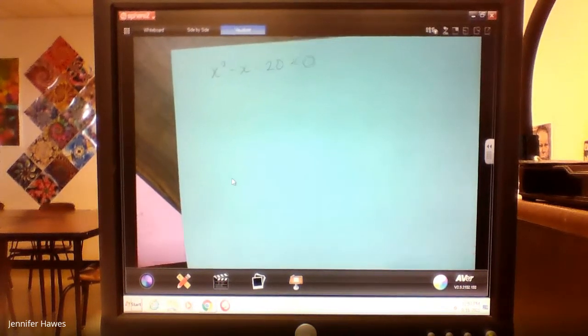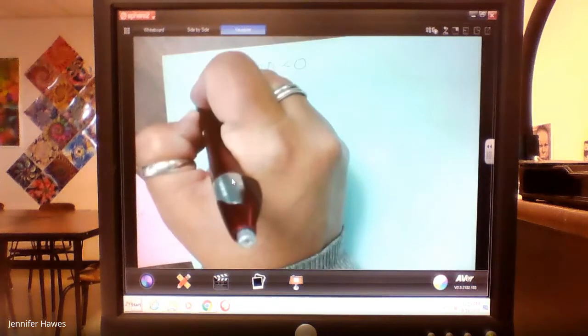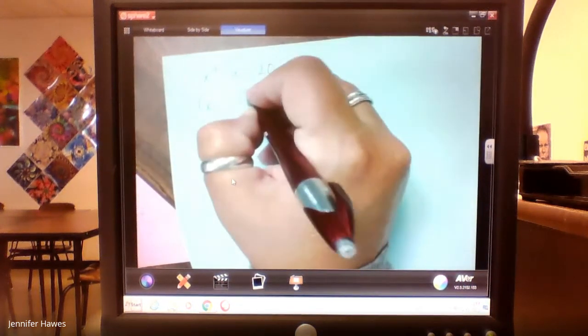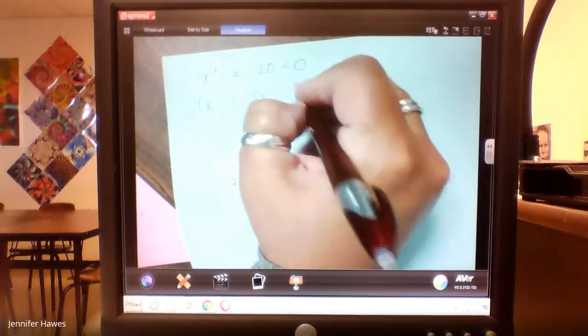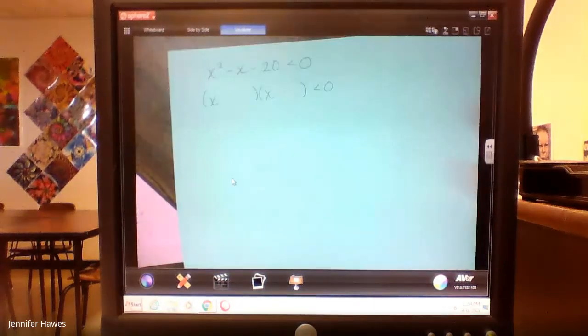Okay, so on this one, yesterday we just solved this basic linear stuff. Now how we're going to go about this is we're going to factor it. So factor this. Give me two numbers: when I multiply them, I get -20, and when I add them together, I get -1. 4 and -5.